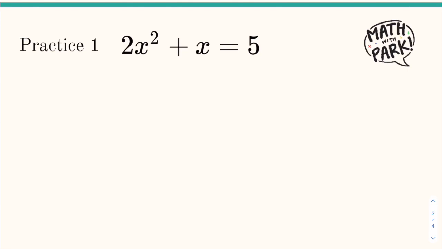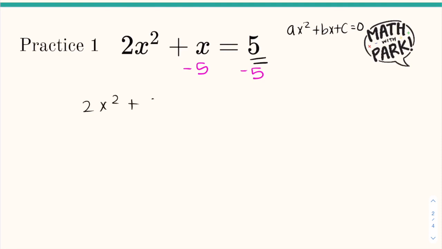In order to solve practice 1, the first thing you want to check is if the equation is in standard form. Since 5 is on one side and 2x squared plus x is on the left side, we know this is not standard form because standard form is ax squared plus bx plus c equals 0. Therefore, we will subtract 5 from each side. So if you subtracted 5 on each side, you did the first step correctly.